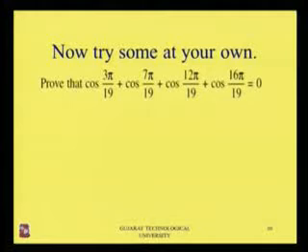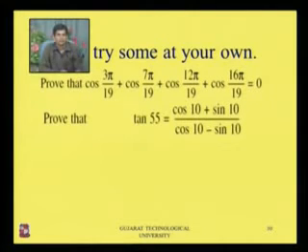cos 7π/19 + cos 12π/19 + cos 16π/19 equal to 0. Prove that tan 55 equal to (cos 10 + sin 10) over (cos 10 − sin 10).